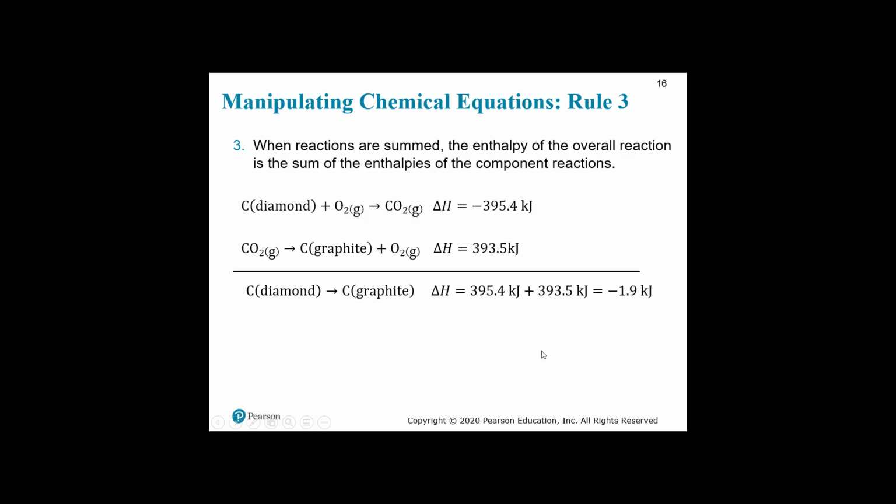When reactions are summed, the enthalpy of the overall reaction is the sum of the enthalpies of the component reactions. So this is basically stating that you have to add everything together in order to get the overall total value as well. So here you can see that we have carbon that's made out of diamond, and we have oxygen, and it produces carbon dioxide and gives this value. We have this value here that is carbon dioxide. It decomposes to carbon and oxygen, and it gives this value here. We have to add them together. Because we're adding these together and everything cancels out, that's not being used, because if it's on both sides, it's like a spectator ion. It's not doing anything in this. We add this together, we also add this together. The values have to be added together, the reactions have to be added together.